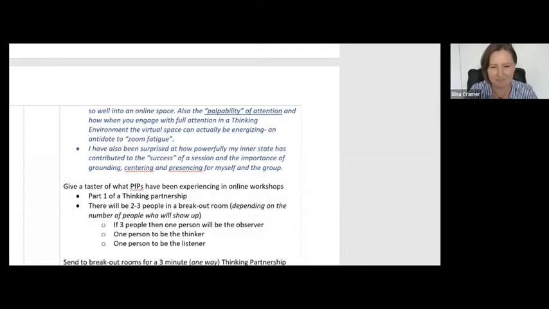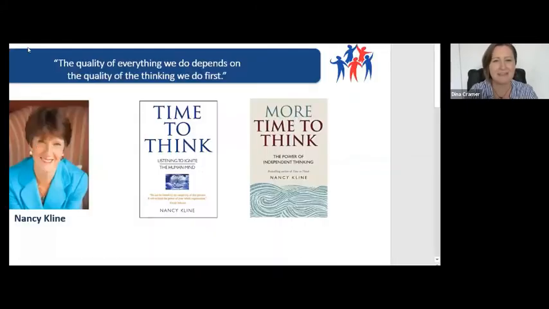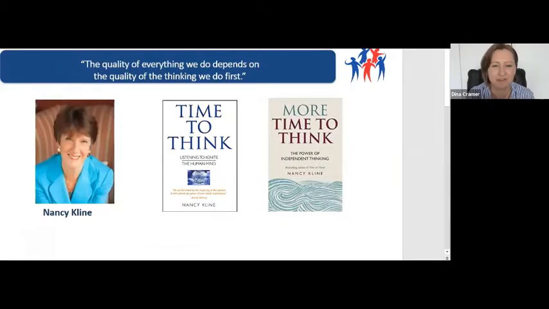noticing the energy and how my energy was being reflected in the energy of the session. The other thing that really surprised me, and this is where I want to try and share my screen, is how the 10 components of a thinking environment and the applications of a thinking environment really translated beautifully into the online space. So this is Nancy Kline, for those of you who don't know her.